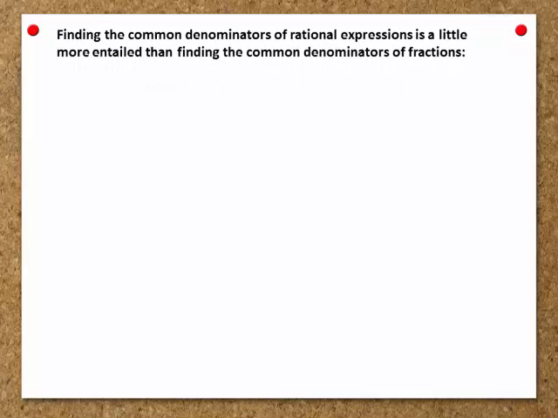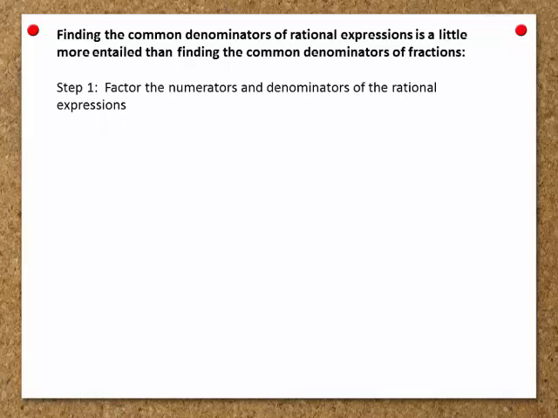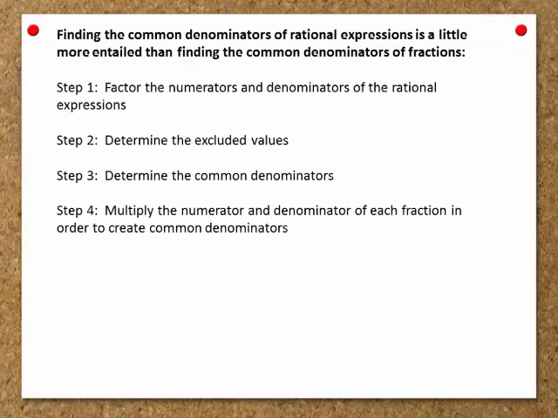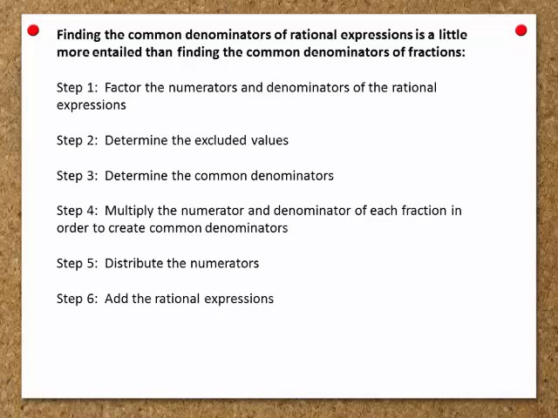So finding the common denominators of rational expressions is a little bit more detailed. We have a little bit more to do, but the basic principles are the same. So first we're going to factor the numerators and the denominators. Then I determine any excluded values. We always want to determine excluded values. Then I determine the common denominators. Then I multiply the numerator and denominator of each fraction in order to create common denominators. I have to distribute or remultiply the numerators. Then I can add the rational expressions. Then I have to factor the numerators, and then I can simplify.